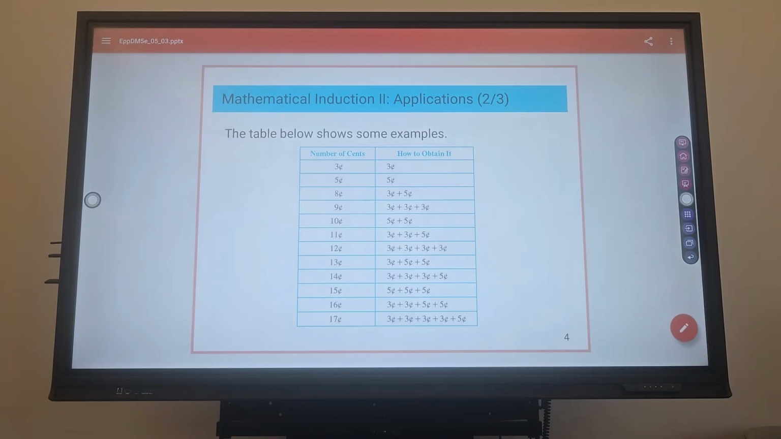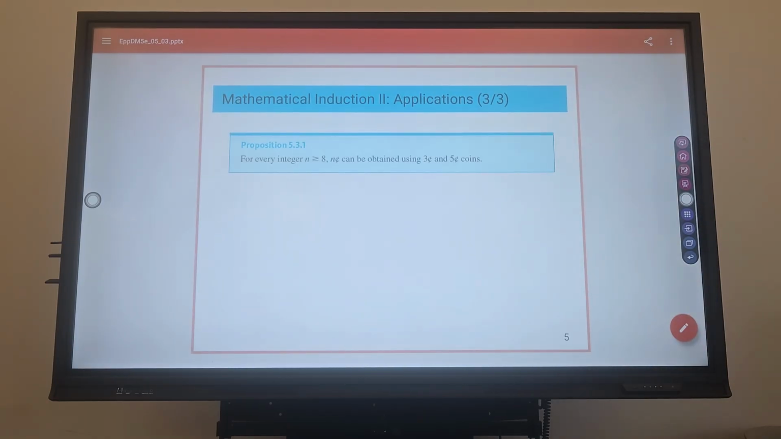Show some examples here. 3 cents, 5 cents, 8 cents, 9 cents, 10 cents, 11, 12, 13, 14, 15, etc. For every integer n greater than or equal to 8, n cents can be obtained using 3 and 5 cent coins.